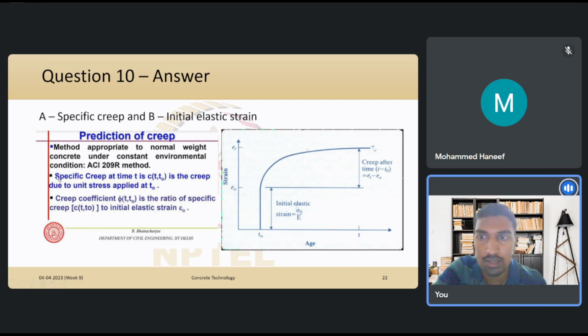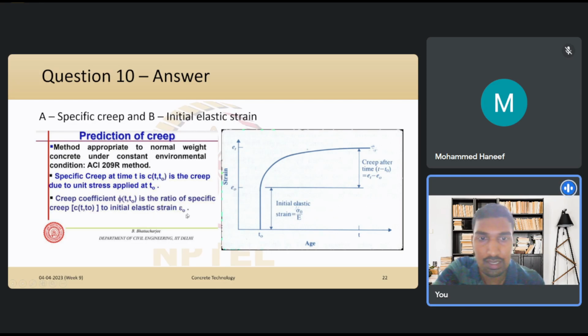But what is the specific creep? Specific creep is the creep that you will experience when unit stress is applied. If you apply a stress of 1 unit, then whatever creep you see after t time units have elapsed from t0 is given by the specific creep. So the creep coefficient is the ratio of this quantity to the initial elastic strain.